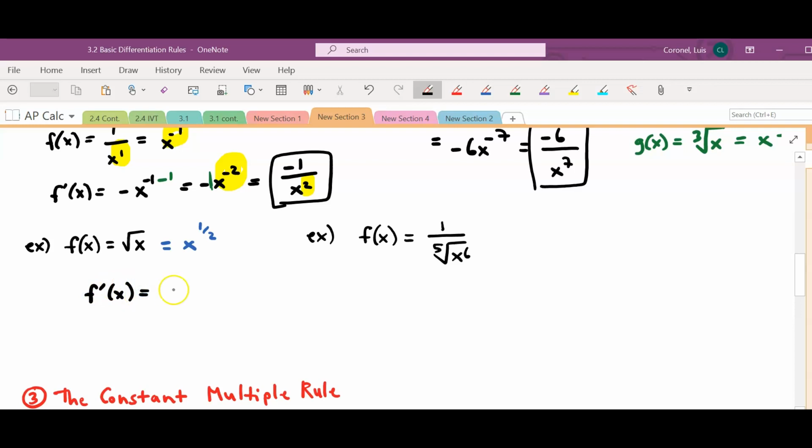What happens to the half? Goes to the front. What happens to the power? You subtract 1. So I'm subtracting 2/2 because I need a common denominator, right? I'm subtracting 1. So you get 1/2 x, 1 minus 2 on the top. 1 minus 2, that's -1. So that's your answer. But we need to have a positive exponent. So move the x term to the bottom. 1/2 x to the half, which is the same thing as saying 1/2 radical x.